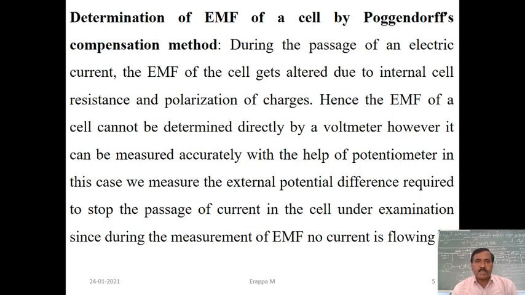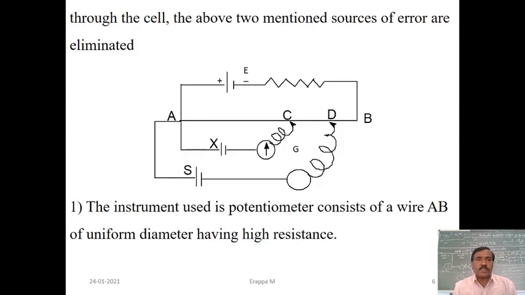First, determination of EMF of a cell by Poggendorff's method. During the passage of an electric current, the EMF of the cell gets altered due to internal cell resistance and polarization of charges. Hence, the EMF of a cell cannot be determined directly by a voltmeter. However, it can be measured accurately with the help of a potentiometer. In this case, we measure the external potential difference required to stop the passage of current in the cell under examination. Since during the measurement of EMF no current is flowing through the cell, the above two mentioned sources of error are eliminated.